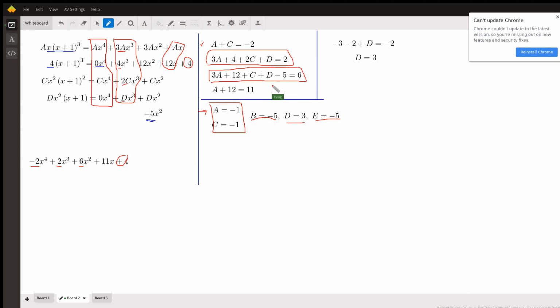So sometimes it doesn't work out this convenient. You have to set up a system of equations in 2, 3, 4 unknowns and solve the system. But this one went pretty well.